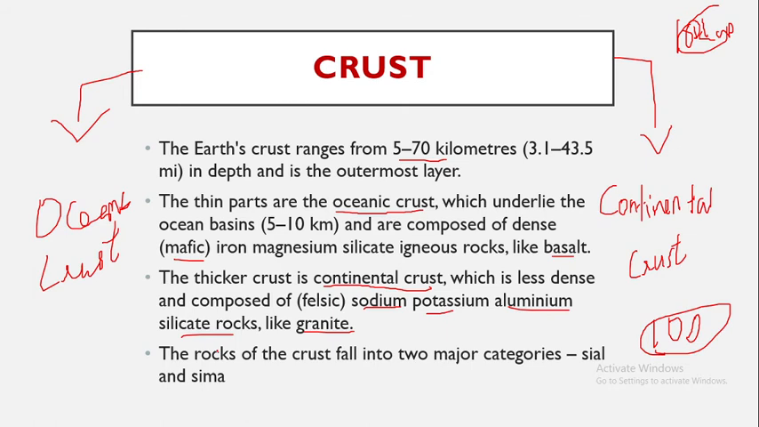The rocks of the crust fall into two major categories. We can categorize the rocks present in the crustal region into two, that is sial and sima. Sial is silicate aluminium rich rock. Sima is silicate magnesium rich rock. So all these things, the depth region, types of crust, and the composition of each type, have been given. Mainly we can classify the crust into sial and sima, that is silicon-aluminium and silicon-magnesium.